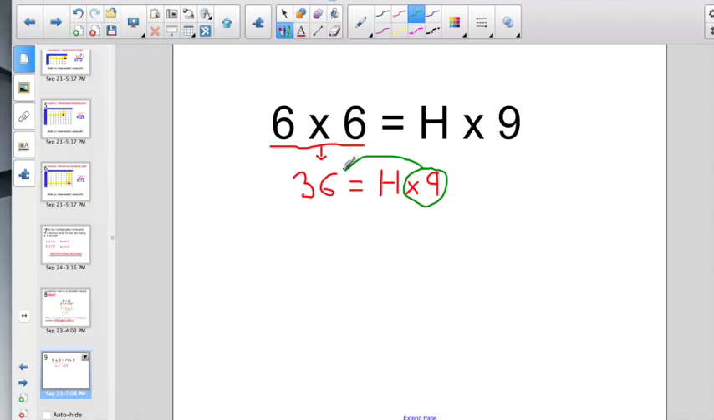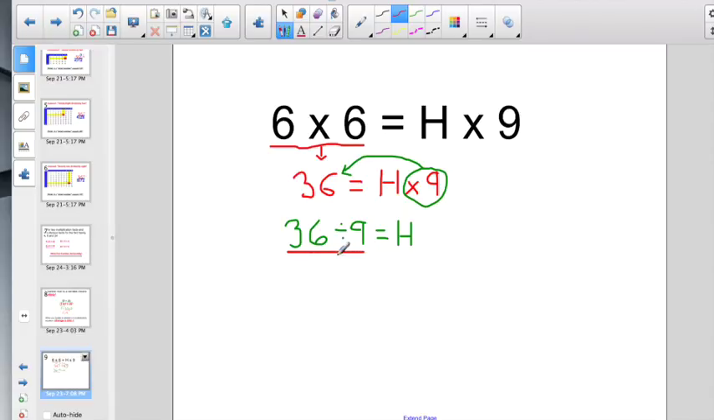I have to move times 9 over to the other side. We always want to put the big number first. So I still have 36, but now I'm taking this times 9 and kicking it over to the other side and doing the inverse operation. I don't want to do times 9 anymore. What's the inverse operation of times? That would be divide. I want to change times 9 into divide by 9, and then equals h.